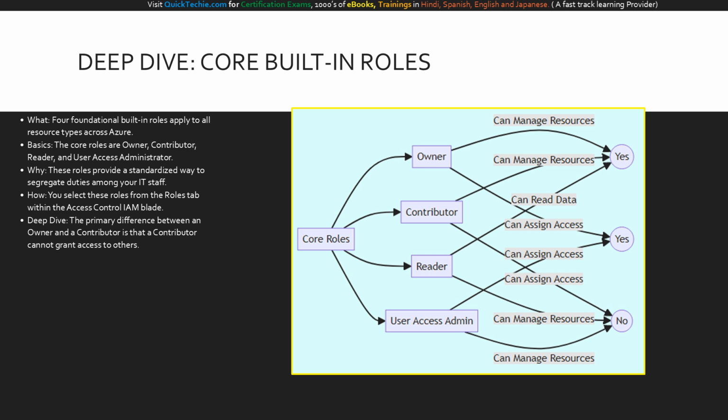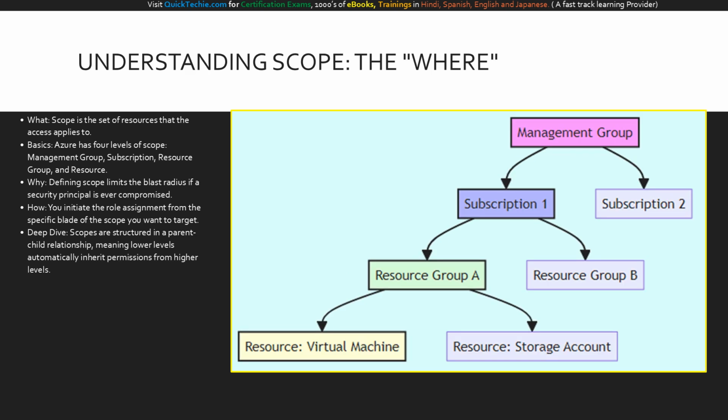The contributor path leads to yes for managing resources, but explicitly routes to no for assigning access. The reader is restricted entirely to reading data, while the user access administrator bypasses resource management to exclusively handle access assignments. We have covered the who and the what. Now we must determine the where, which in Azure is referred to as the scope.